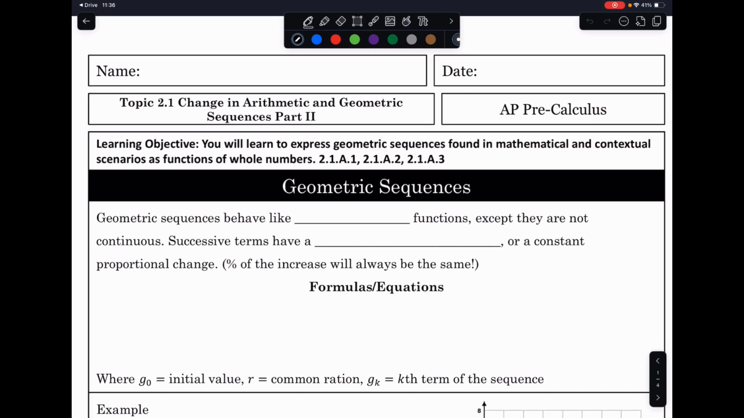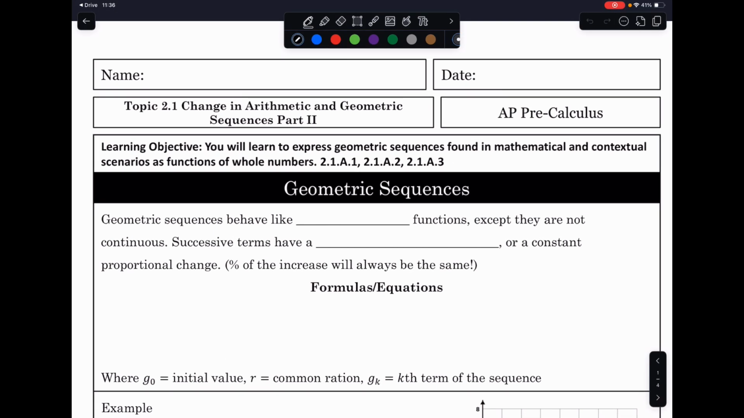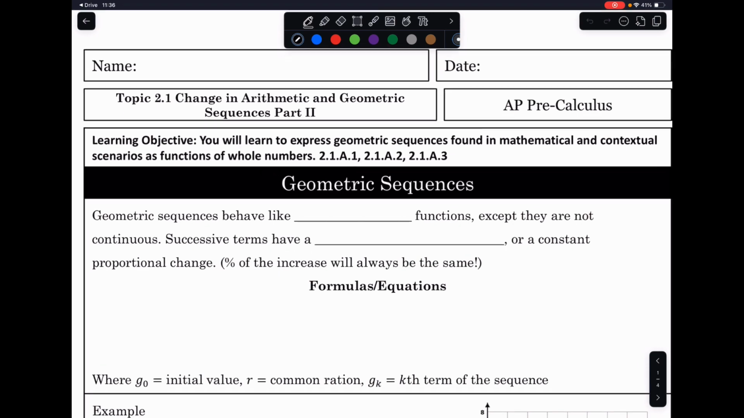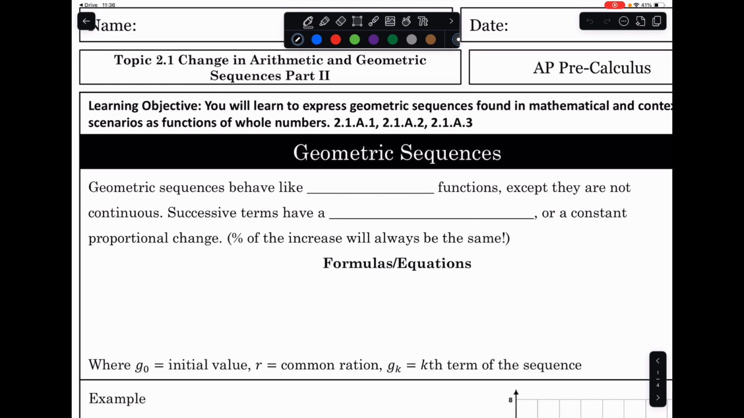This is part 2 of topic 2.1, the change in arithmetic and geometric sequences. In today's lesson, we're going to express geometric sequences found in mathematical and contextual scenarios as functions of whole numbers. Now, yesterday we talked about arithmetic sequences, however you want to pronounce that. Today we're going to focus on geometric sequences.